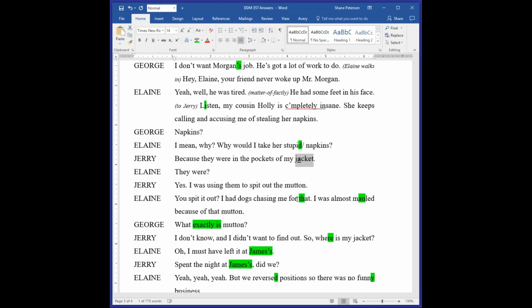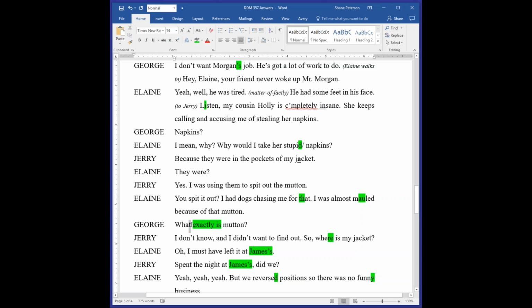For that. Good. Even more TH. For that. For that. Good. Mauled. Mauled. Excellent job. And George, this one again. What exactly is mutton? Good. And that's fine. But when you really don't know, what exactly is mutton?